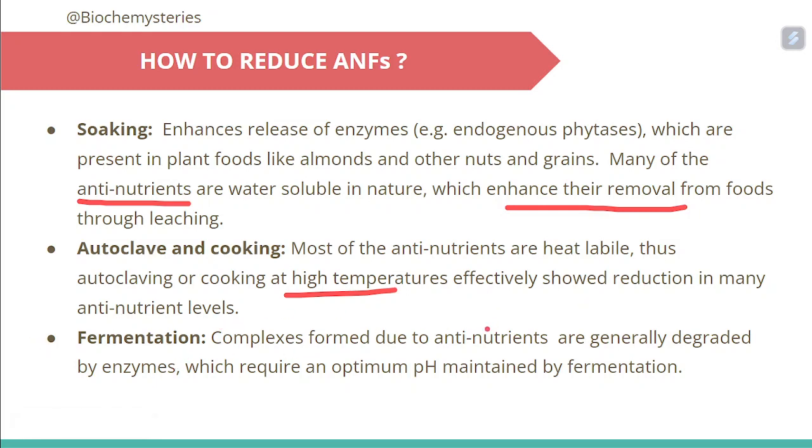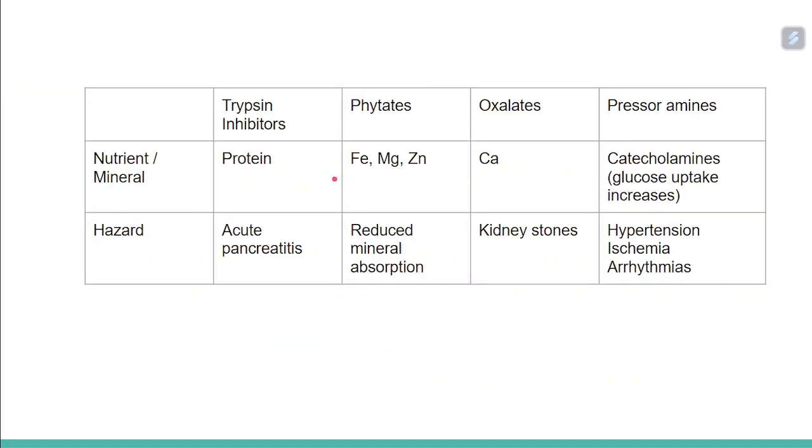Again, fermentation is also one of the reduction methods for ANFs. So if we talk of the major differences in terms of nutrient, trypsin inhibitors will reduce proteins, phytates will bind ions, oxalates were prominent with calcium, and pressor amines act on catecholamines, which are norepinephrine, epinephrine, dopamine, etc. And if we talk of the hazards which are very prominent in each case, these we also talked of: acute pancreatitis, then here mineral absorption is reduced, kidney stones, then hypertension, shock, ischemia, arrhythmias, right? So these were the differences.